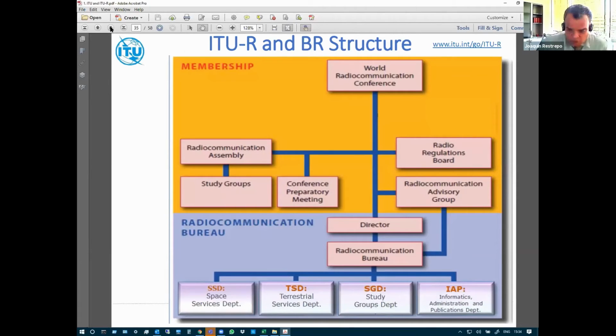I call particular attention to this figure to make a difference between what is ITU-R and what is the BR, because it's very frequent to have some confusion about it.